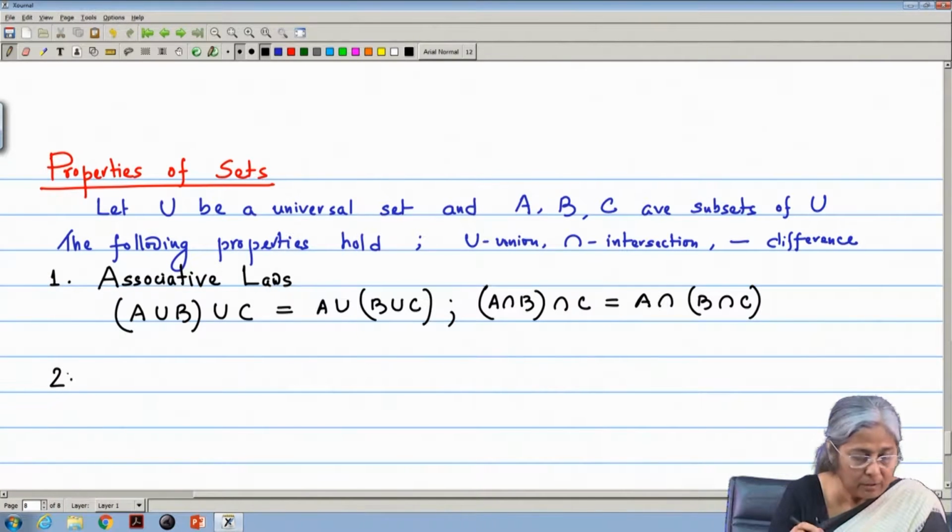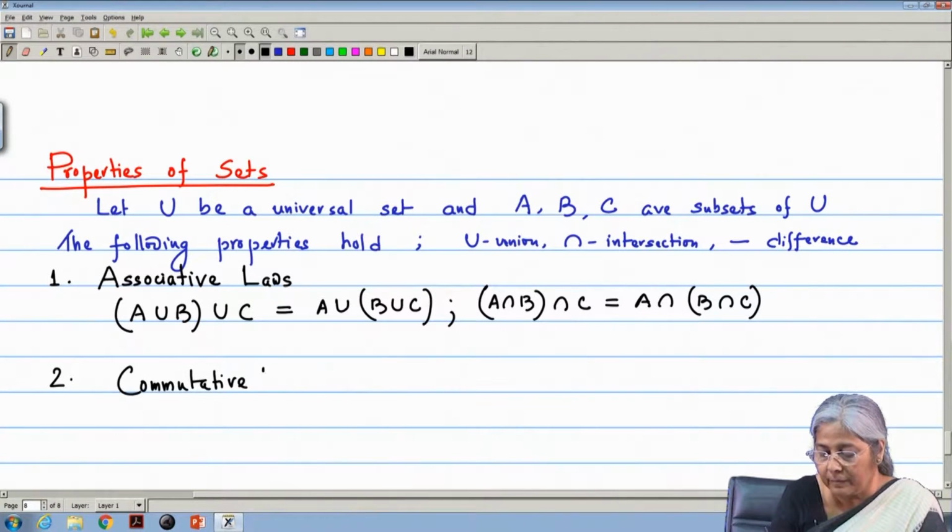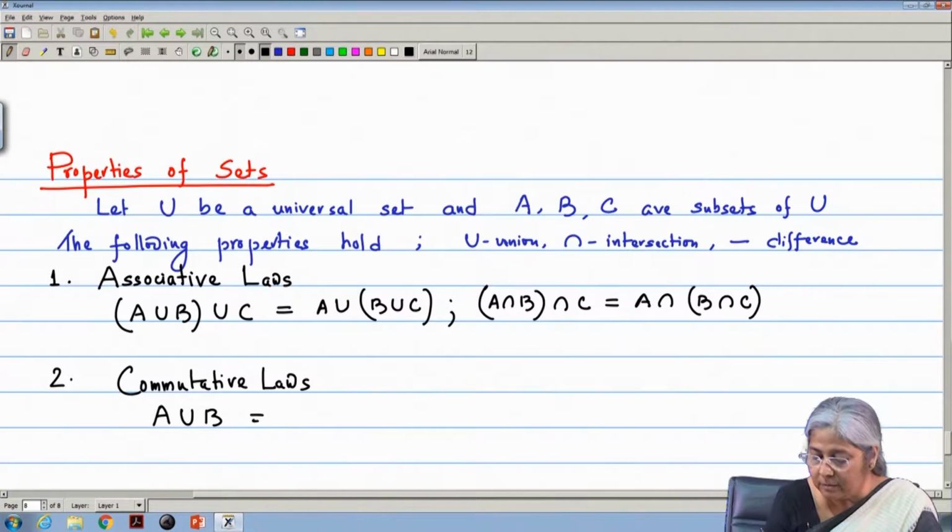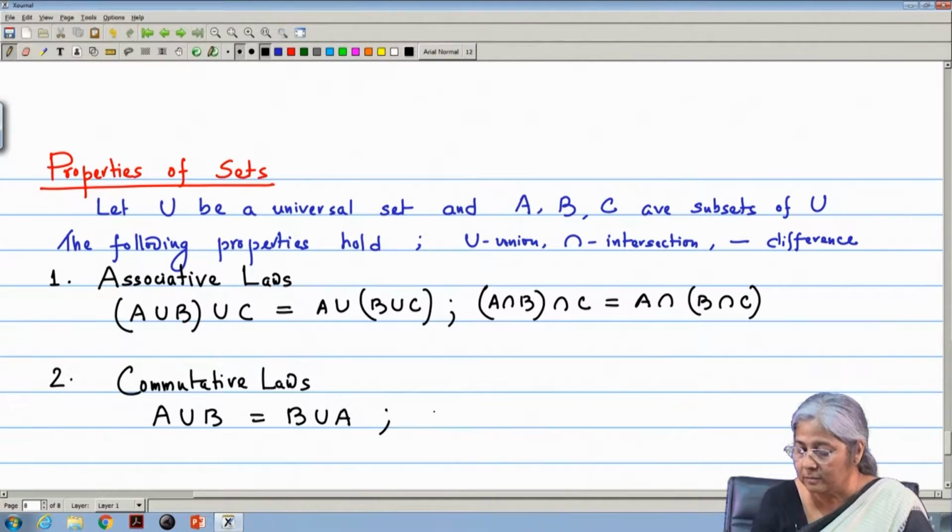Now, we see the commutative laws. If I consider only 2 sets here, so A union B is B union A, and similarly I can say A intersection B is B intersection A.